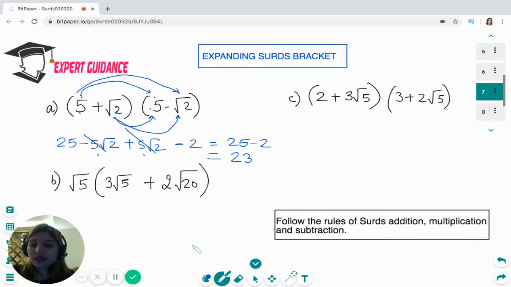Now you can pause this video and have a go at this question. In this question, you'll multiply root 5 with all the numbers inside the bracket.